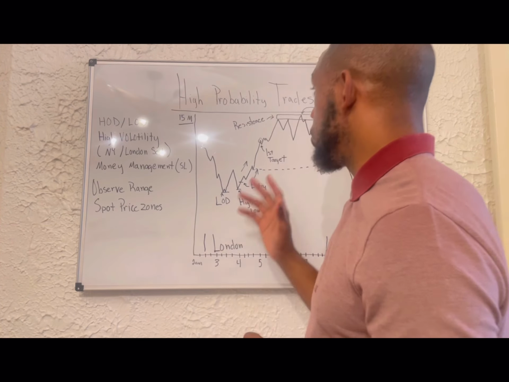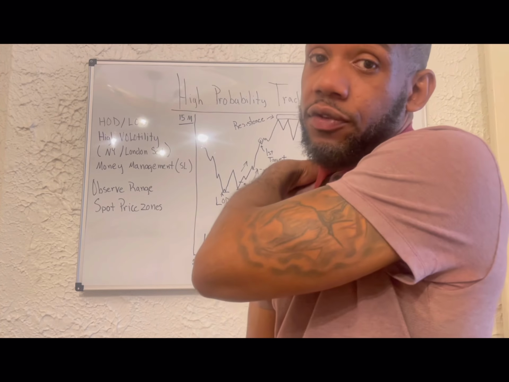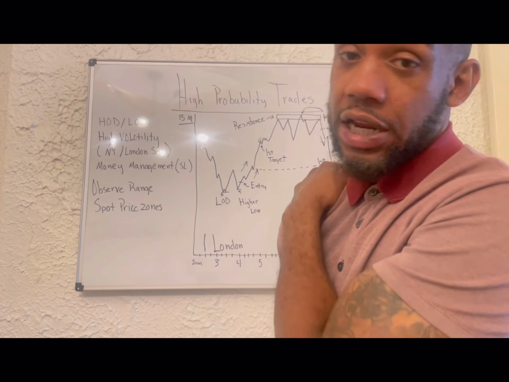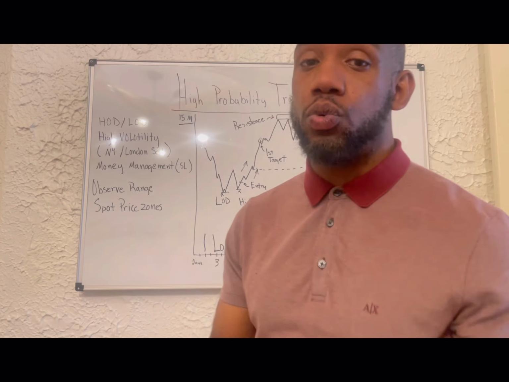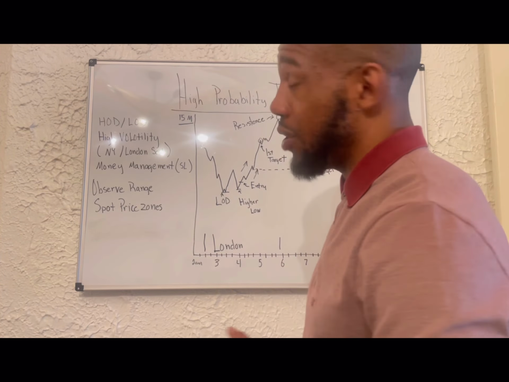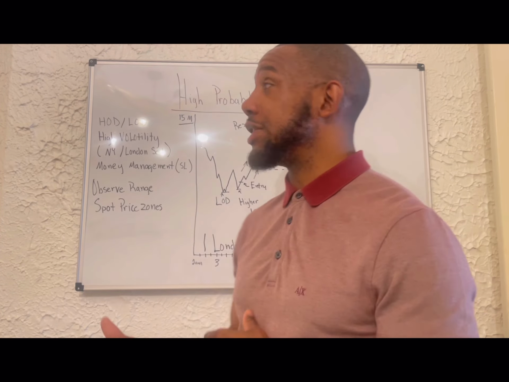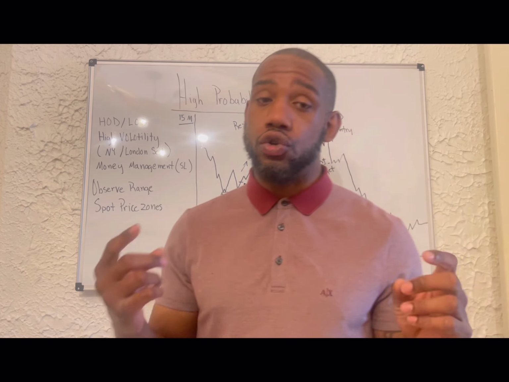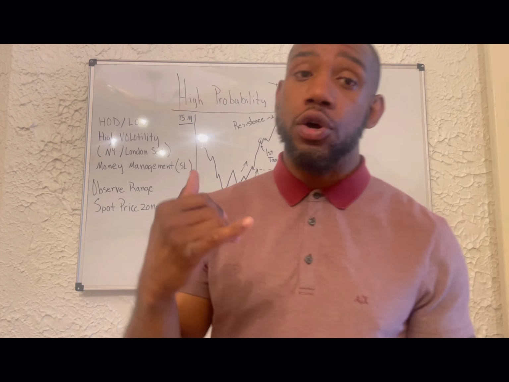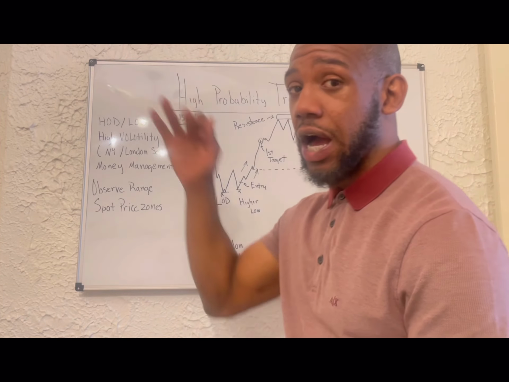I'll be going over a few things on the board. Later on, we'll wrap up with some TradingView charts of trades that actually happened. But I want to go over a few prerequisites to be a part of these high probability trades. One, you have to look for the high of the day or the low of the day and see how price reacts off of it. It's going to do one of three things: go with the trend, go against the trend, or range in between the highs and the lows.